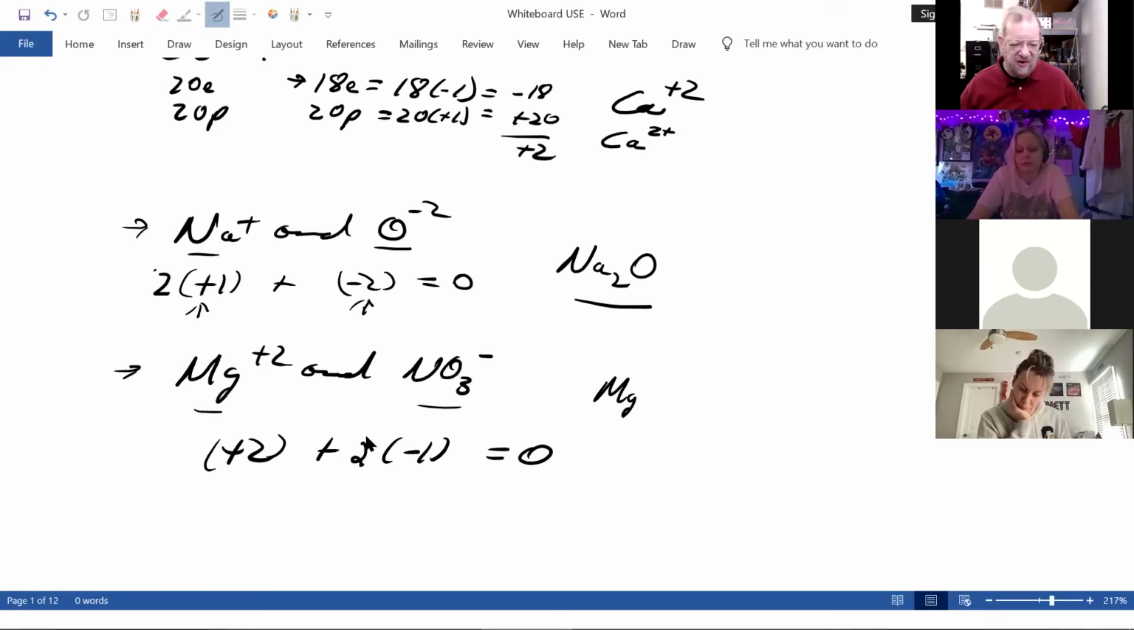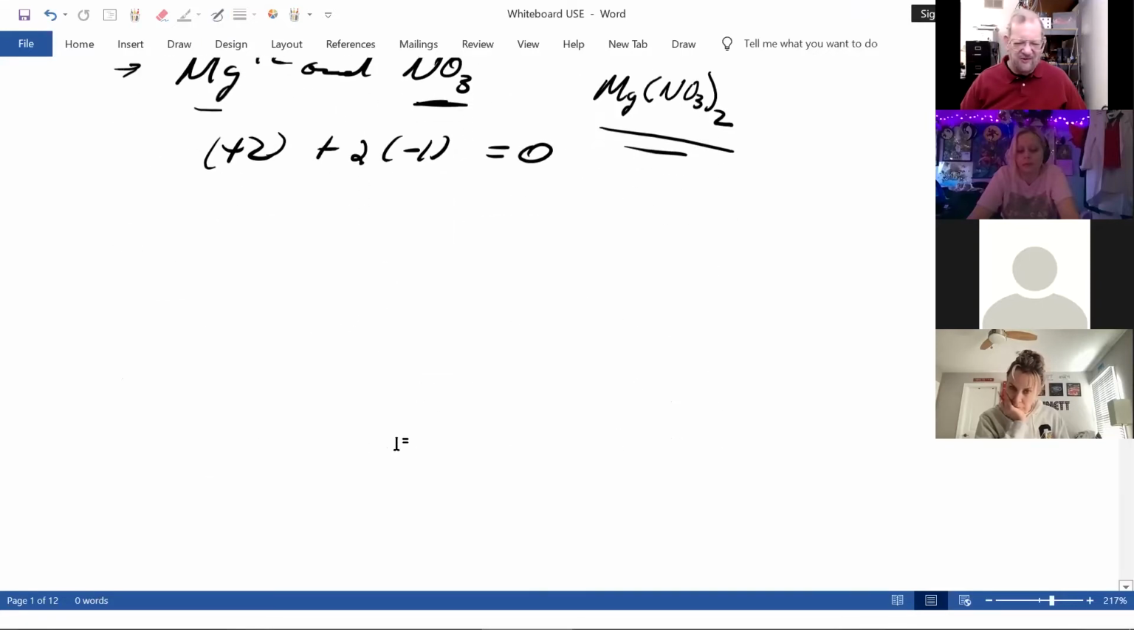Magnesium. Now, this is a polyatomic ion. How do I show more than one? Bracket, NO3, close bracket, and to the right, subscript 2. And that's how you do it. Oh, let's do another one of these. I think you could use the practice.